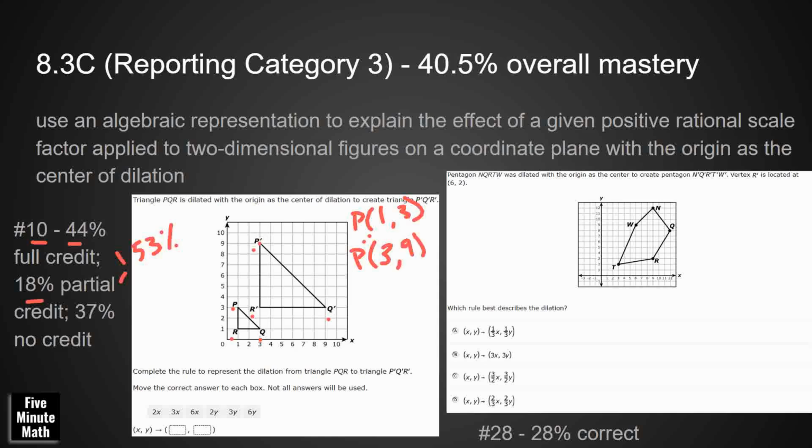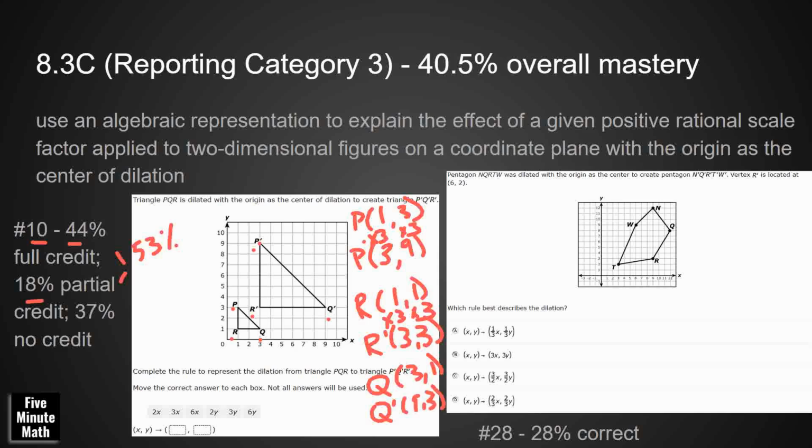So hopefully we're thinking, okay, we could multiply by 3. Let's see if that holds up with R prime and R. So R and R prime are going to go from 1, 1 to 3, 3. So multiply by 3 still works. And then let's just close it out with Q and Q prime. Q is 3, 1. And then we're going to go to 9, 3. So yes, that is going to work.